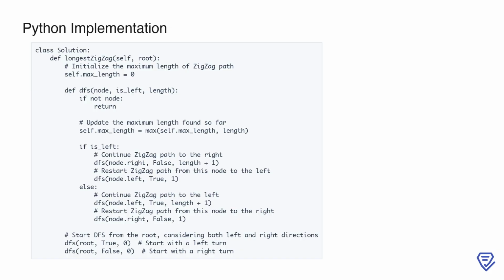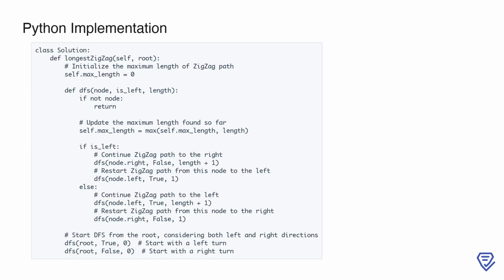Next, we handle the zigzag logic. If the current direction is left, we continue the path by calling DFS on the right child with is_left set to false and increment the length by 1. At the same time, we restart a new zigzag path by calling DFS on the left child with is_left set to true and resetting the length to 1. Similarly, if the direction is right, we continue the path by calling DFS on the left child and restart the path by calling DFS on the right child.